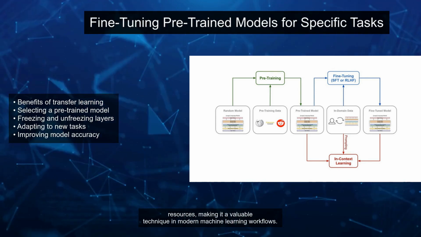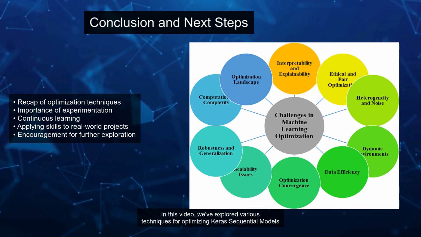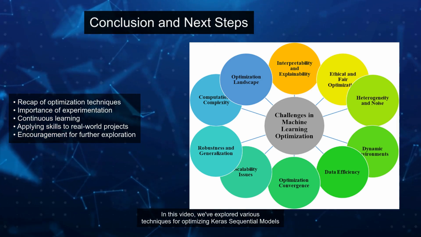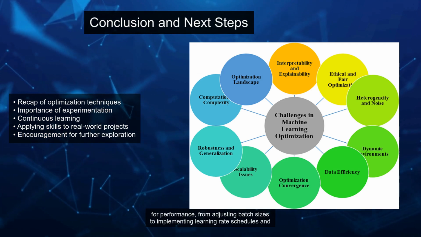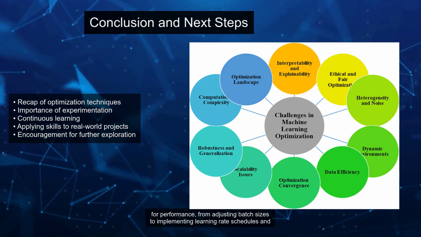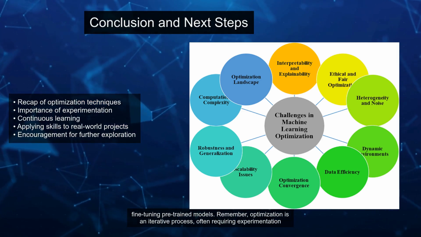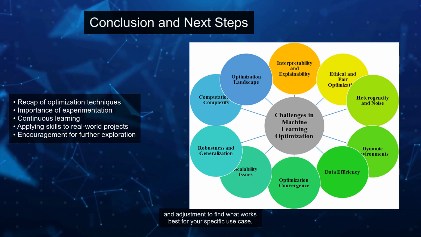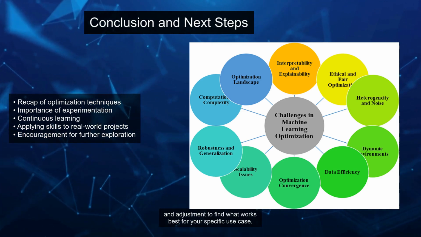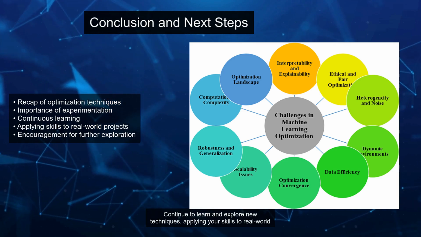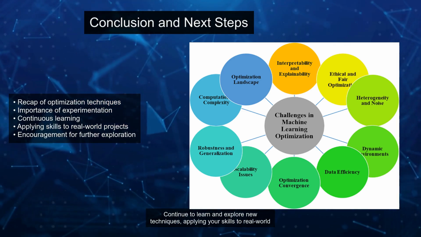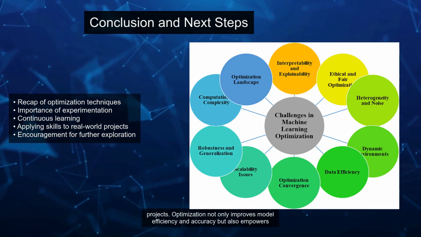In this video, we've explored various techniques for optimizing Keras sequential models for performance, from adjusting batch sizes to implementing learning rate schedules and fine-tuning pre-trained models. Remember, optimization is an iterative process, often requiring experimentation and adjustment to find what works best for your specific use case. Continue to learn and explore new techniques, applying your skills to real-world projects.